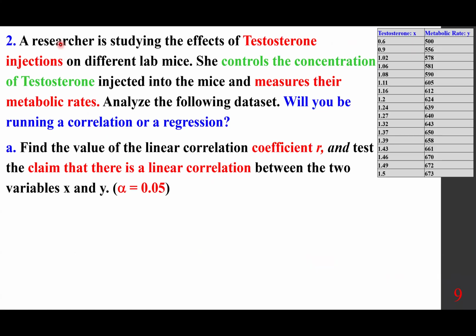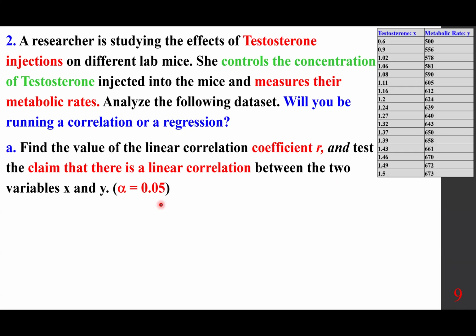A researcher is studying the effects of testosterone injection on different lab mice. She controls the concentration of testosterone injected into mice and measures their metabolic rates. Analyze the following data set. Will you be running a correlation or regression? Find the value of the linear correlation coefficient r and test the claim that there is a linear correlation between the two variables x and y, alpha equals 0.05.